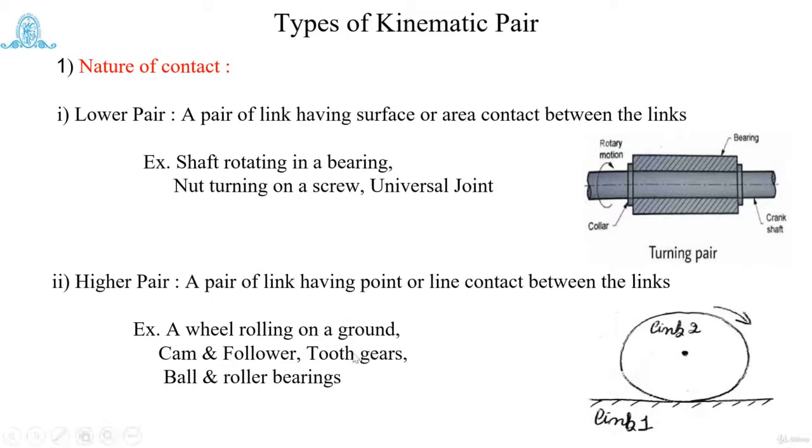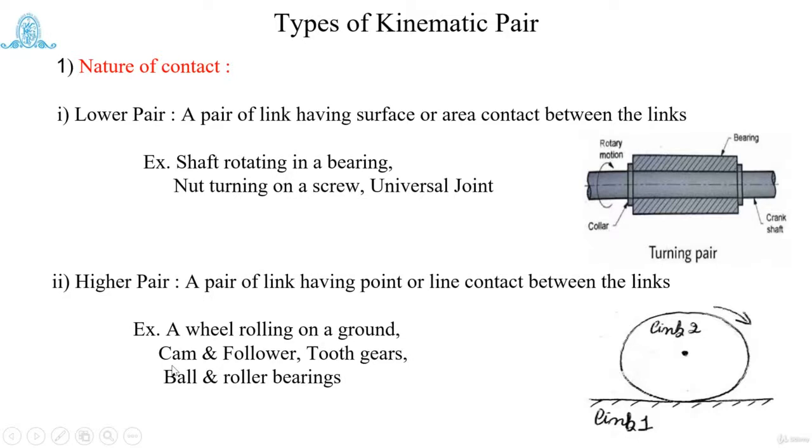Now, if you take an example of a rolling pair, the ground is over there and a wheel is rolling on that ground. If you look at it, this wheel is making a point contact along the line, so it becomes a line contact between the wheel rolling on the ground, and that is an example of a higher pair, which is categorized on the basis of its classification, that is, a point or line contact is present between the links, so it becomes a higher pair.